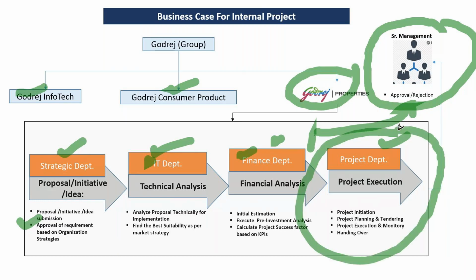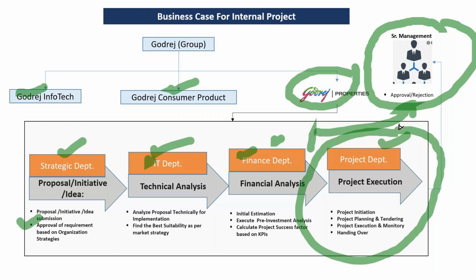So for this approach, you can take one example. Let's say an IT project, and I'm the company. Like I'm the Godrej Properties construction company. We want to implement SAP within our organization. Before implementing SAP, let's analyze whether it is beneficial for us or not. So first of all, the strategic department has submitted one initiative that we are going to implement SAP. This is helping us in these cases.